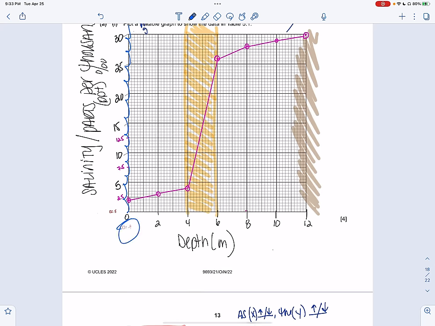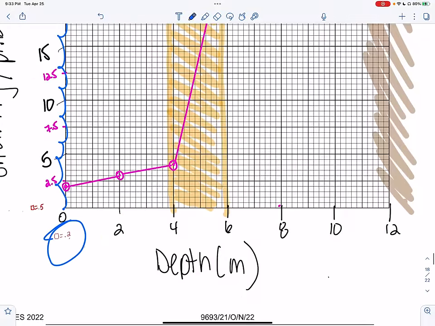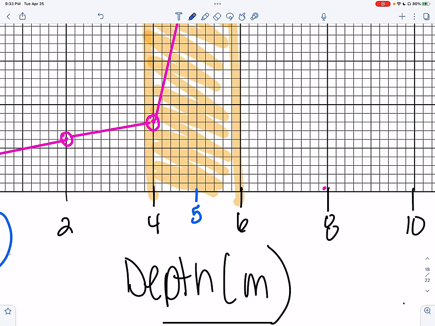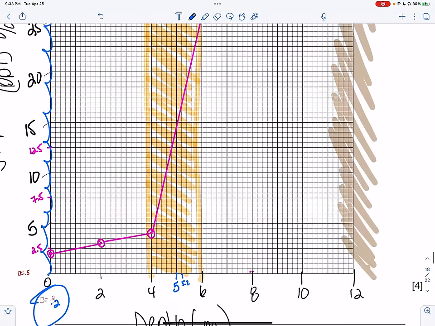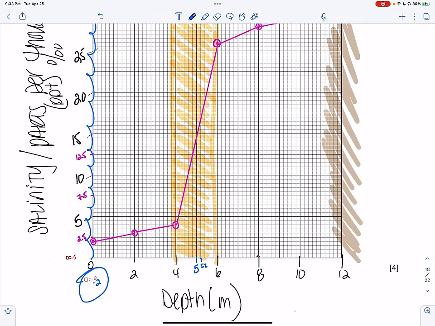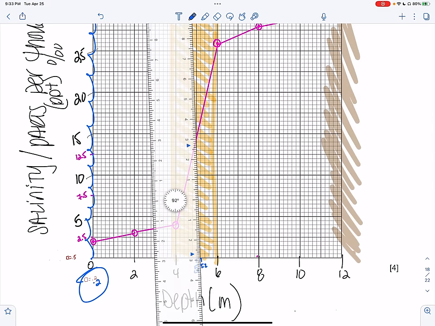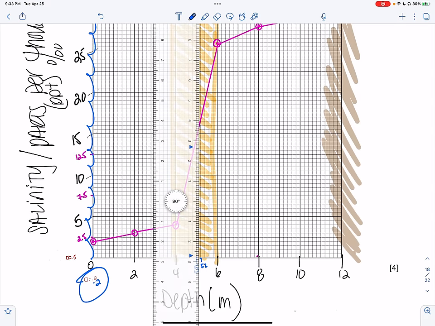And this is why we need to know what each box is worth. Here's 4, here's 5. And each box is by 0.2. So it's almost like they knew that we were going to be counting this way. Here's 5.2. And the way you do this is you're going to use your ruler. And you're going to measure, and here I'm going to bring out the untrusty ruler. You're going to put it on that 5.2 line.